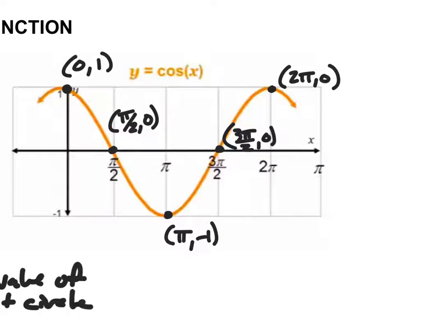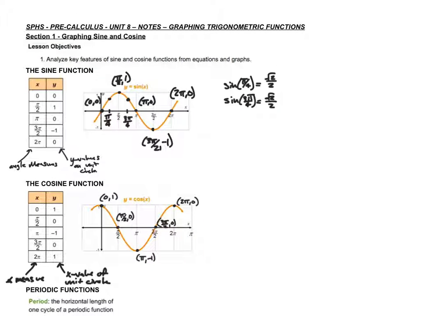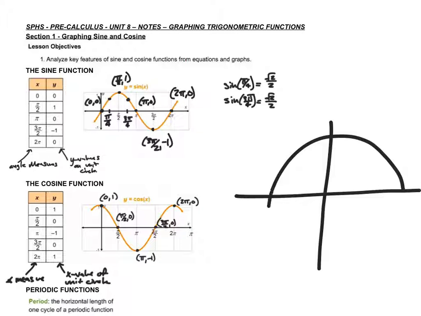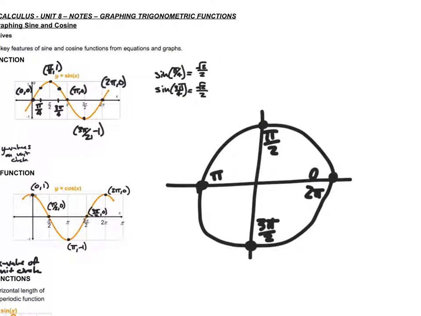Okay, and we could plot other points, like pi over 4 or 3 pi over 4 if we wanted to. But I'm going to come in here and draw a little unit circle. Let me put my axes here, and let's think about this. I'm just going to draw these ones here: 0, pi over 2, pi, 3 pi over 2, and then 2 pi. And let's think about these points that we've got.